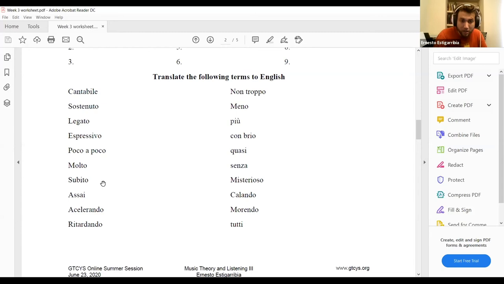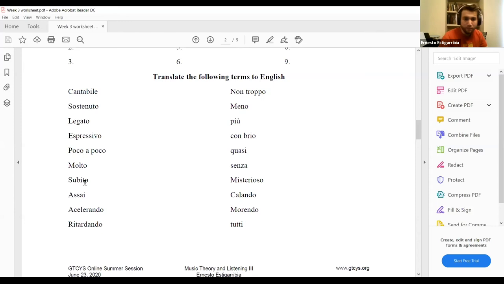Subito. Anyone know what subito means? Anyone? Subito. No? Subito means sudden. That means without any preparation for it. Like when you're playing a loud chord like this, and it gets soft, that would be a subito piano, what I just did. There's loud, and all of a sudden it gets soft. So it's a surprise factor. So when you see subito forte or subito faster, subito slower, it means sudden, without any preparation.